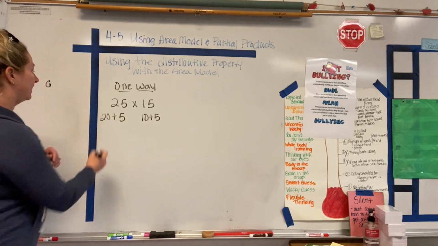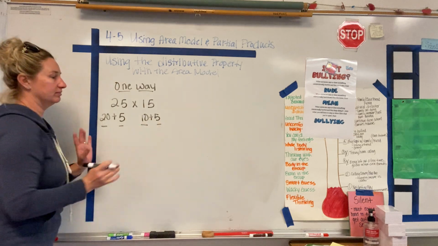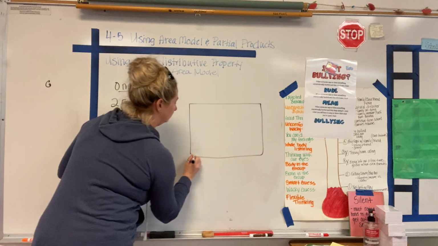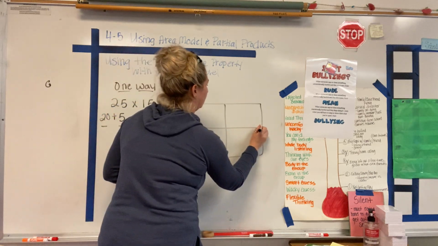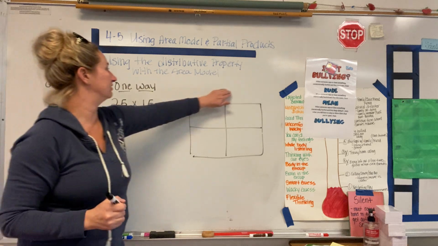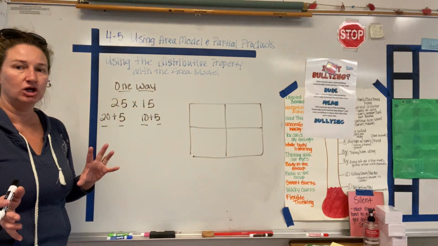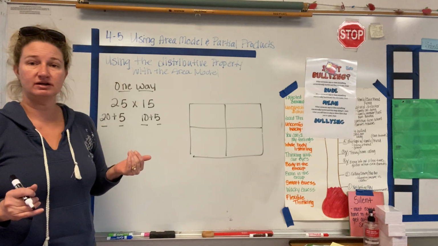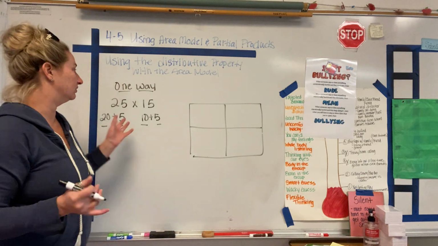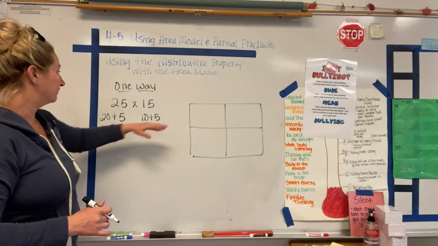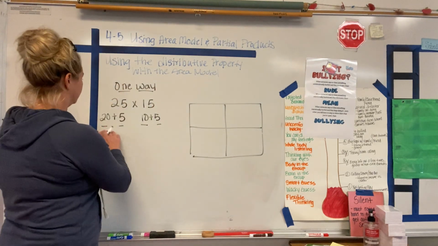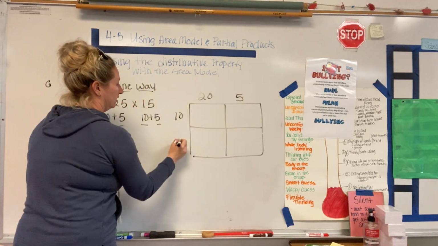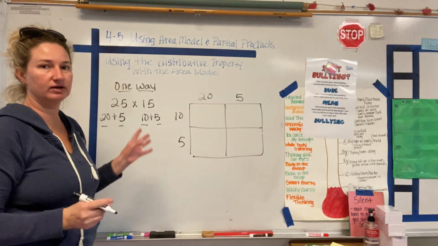Okay, so since I have 1, 2, 3, 4 numbers, I need to have 4 boxes. Okay, and one of the numbers goes on the top, the other goes on the side. It doesn't matter which one goes on the top or the side because you're going to multiply them all together and add them up anyways, so it doesn't matter. So you put 20 and 5 on the side or the top, it's fine. So 20 and 5, and then 10 and 5 down the side, or the other way.